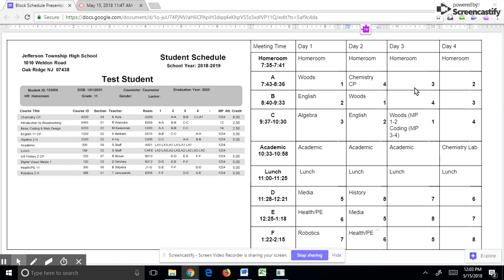Going over to day 3, your A block class. Now you'll notice I put them in order. I like to start with A first, which is down here in the middle. So for day 3, my A class will be algebra. My day 3 B block class will be chemistry.